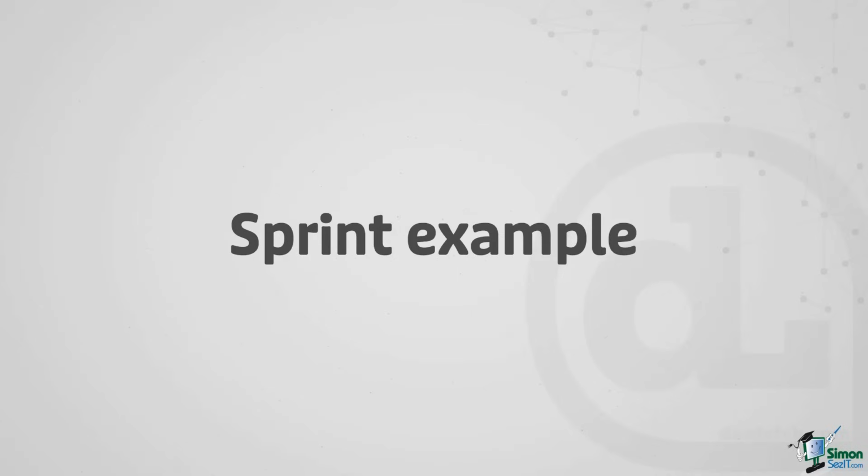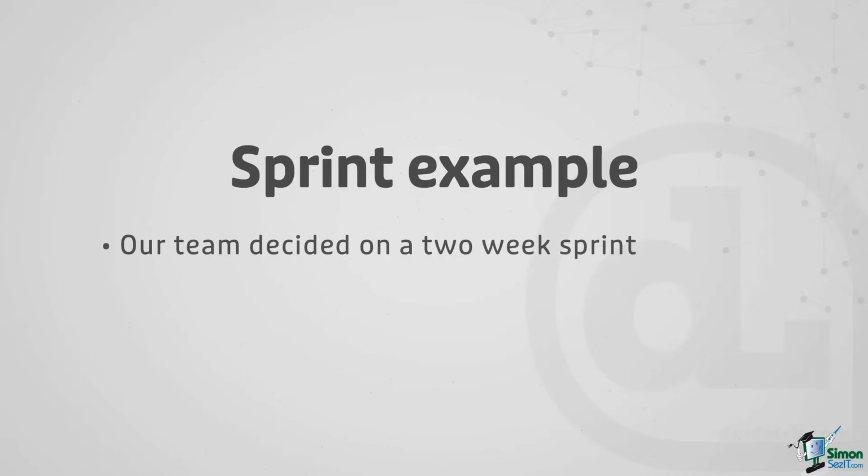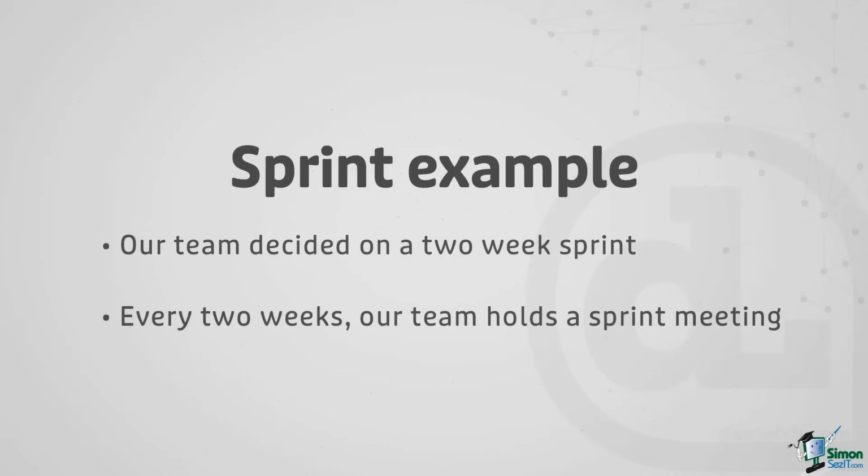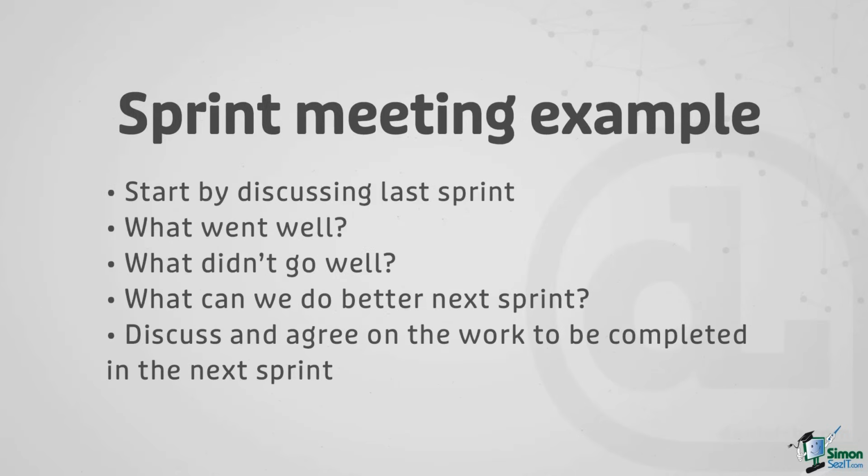This might be easier. Let's walk through an example of this just to explain. So let's say our team has decided we're going to work with a 2-week sprint. What that means is, every 2 weeks, our team is going to hold a sprint meeting. In that sprint meeting, it looks something like this.